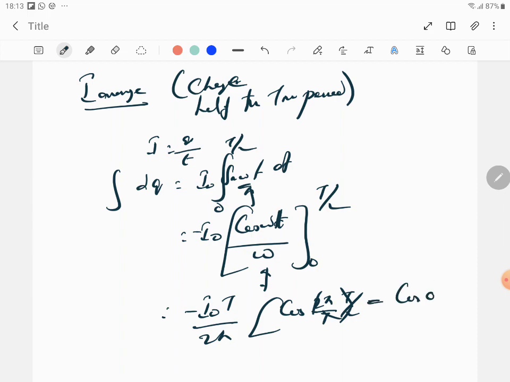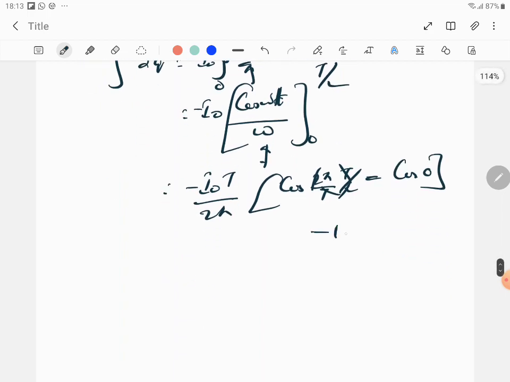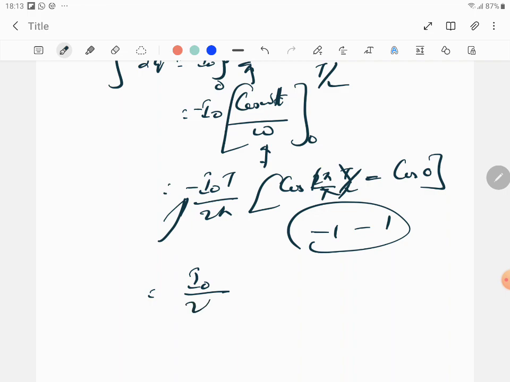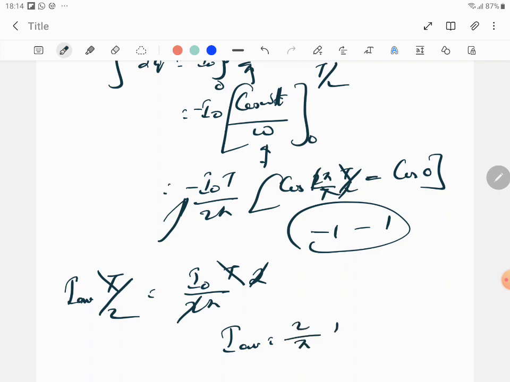Minus the lower limit, cos 0. So it's minus 1 minus 1, which will be minus 2. Minus of minus will become plus. I naught by 2 pi into T into 2. So the 2 and 2 get cancelled. This by definition is the charge flowing. Q is equal to I into T, but I is nothing but I average, and T is nothing but T by 2. T and T get cancelled.